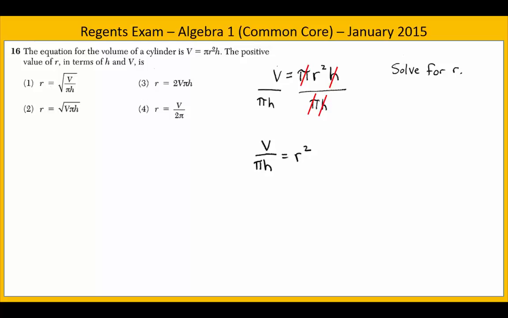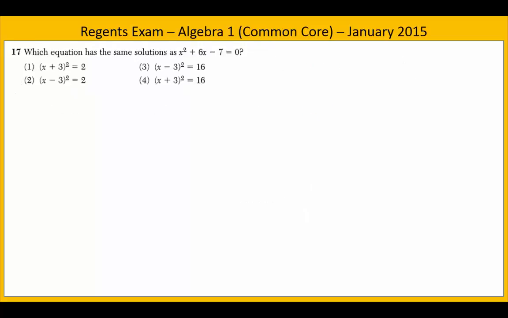We haven't isolated r yet. We have r squared. The inverse of squaring something is taking the square root, so we take the square root of both sides. R equals the square root of v over pi h. We're asked what the positive value of r is, so that's the positive square root of v over pi h. Look at the choices carefully and see that choice 1 is the answer.